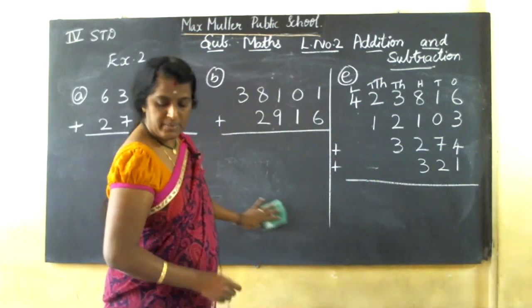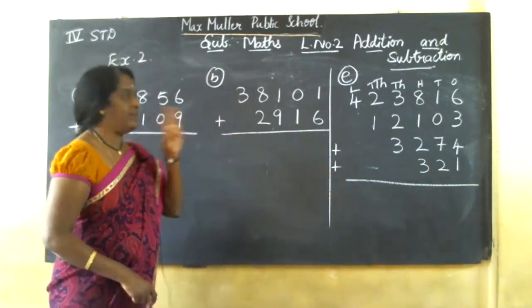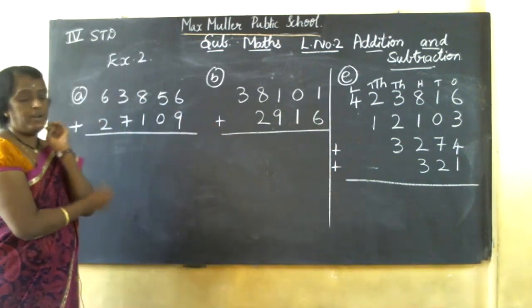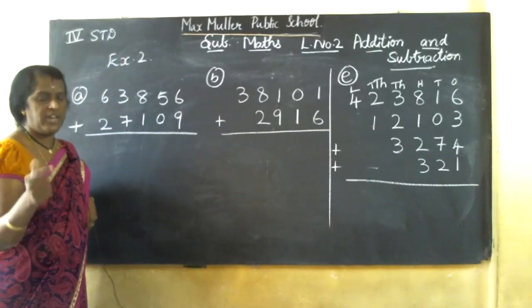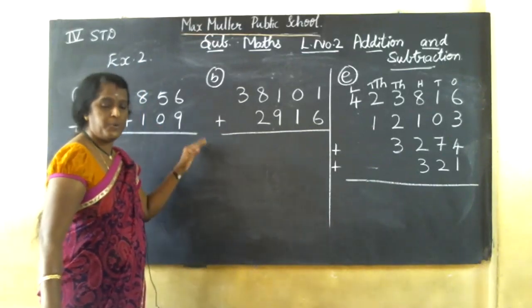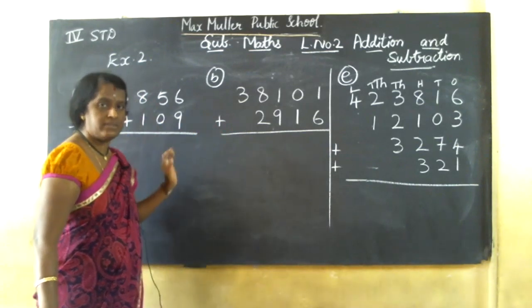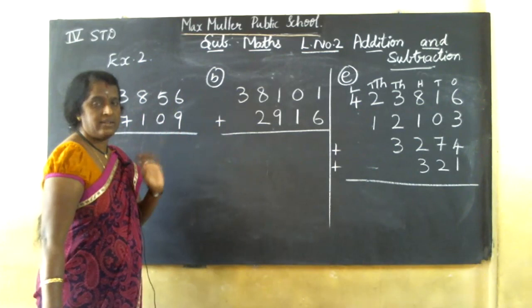So here how many sums are there? 3, 6, 7, 8 sums are there. I am doing only 3 sums. The others, page number 109, exercise 2, you should try yourselves. In the evening you'll be simply sitting and watching movies and all. So in the textbook, write the direct answer in pencil. With your pencil you write. Then if you make a mistake, you can erase and write.